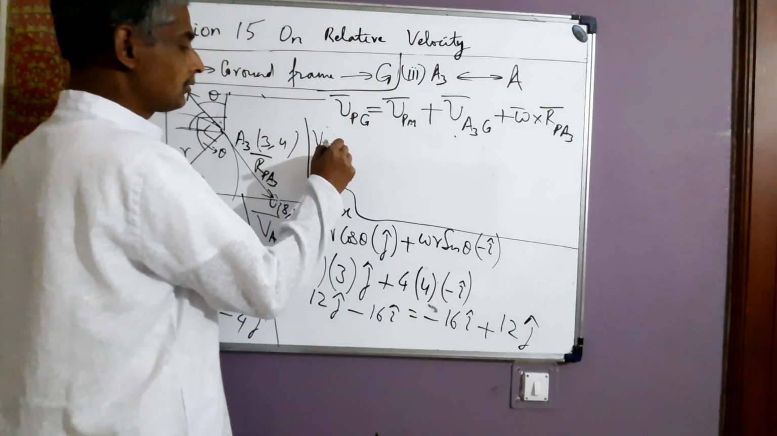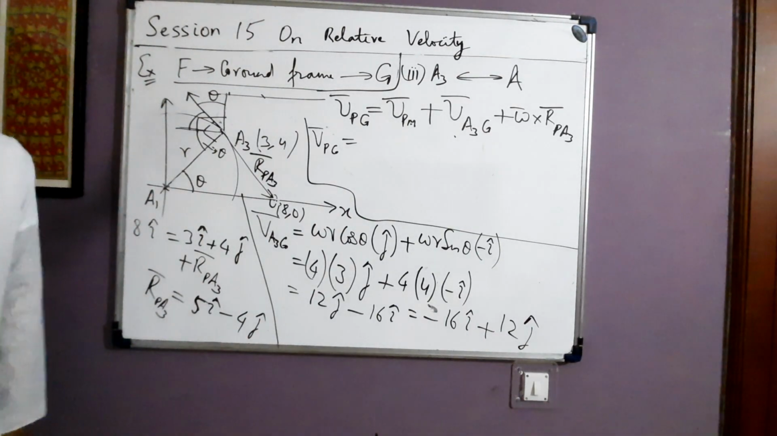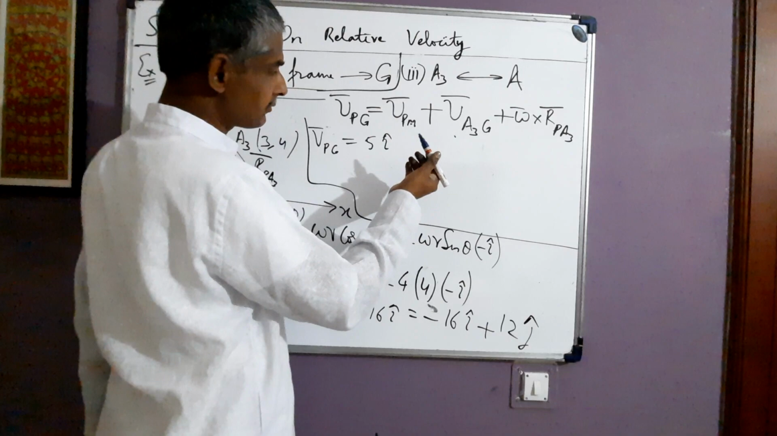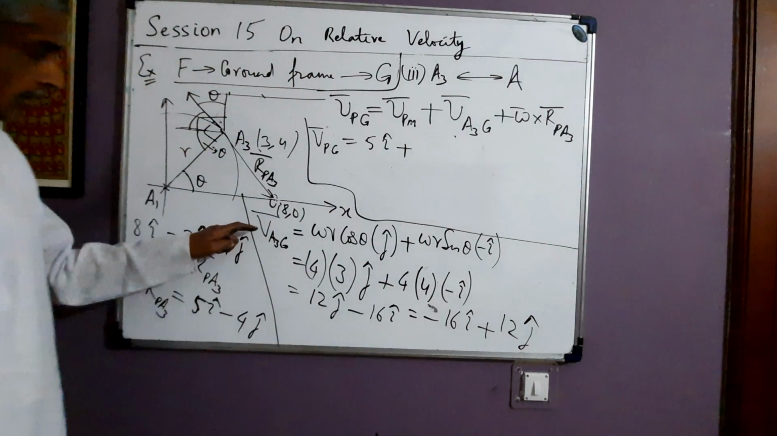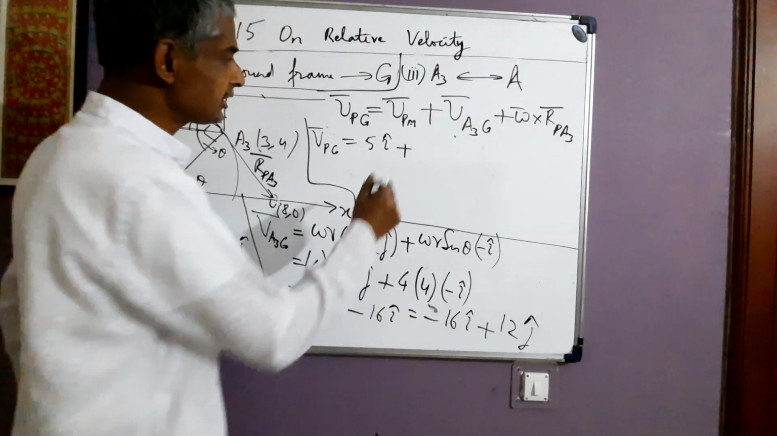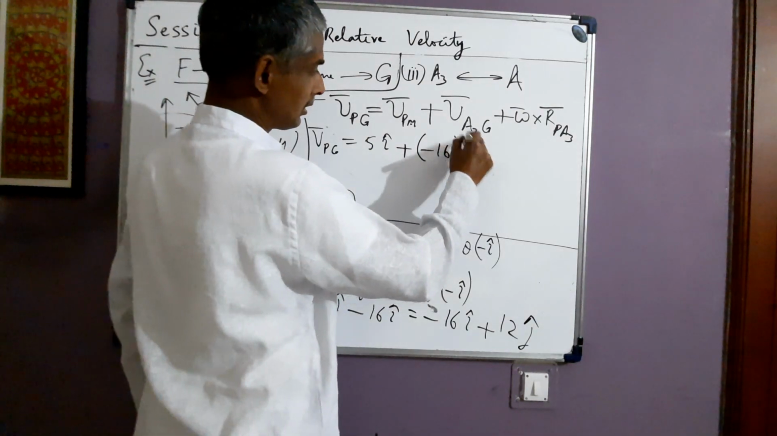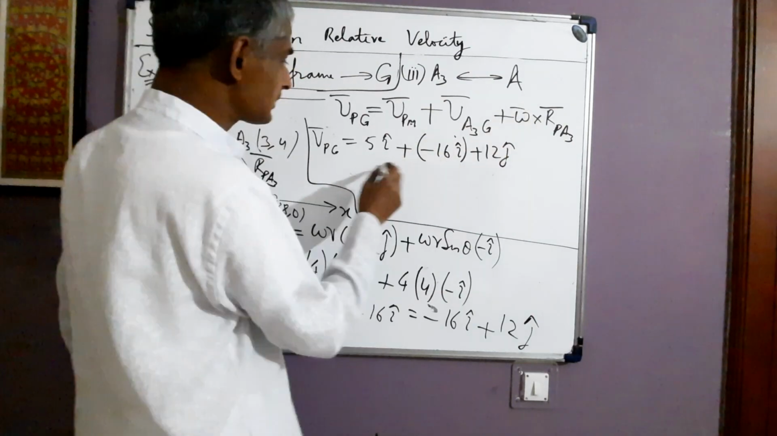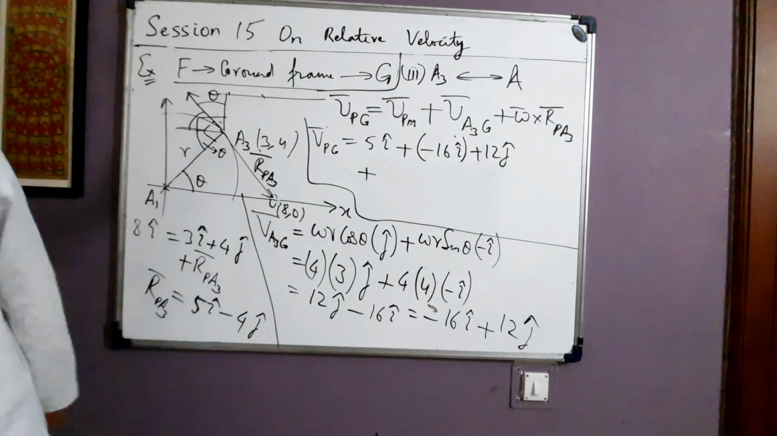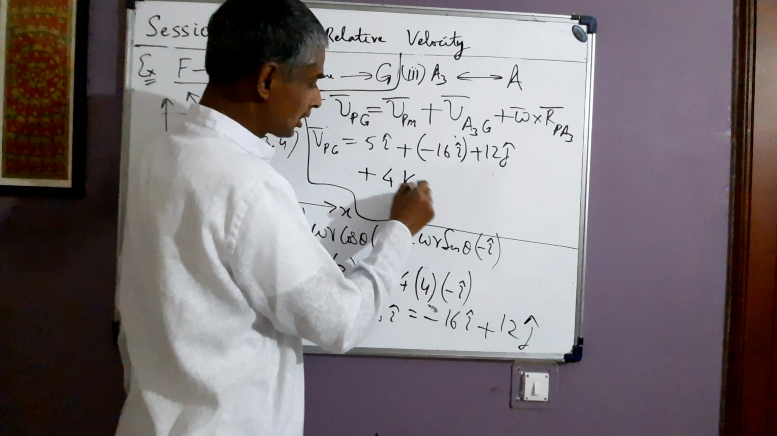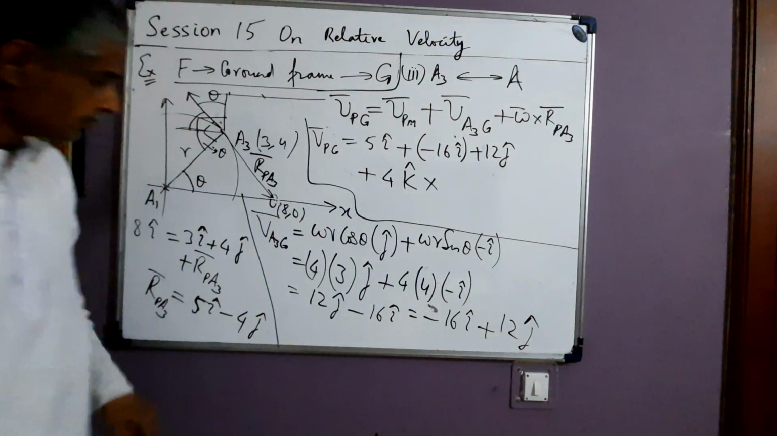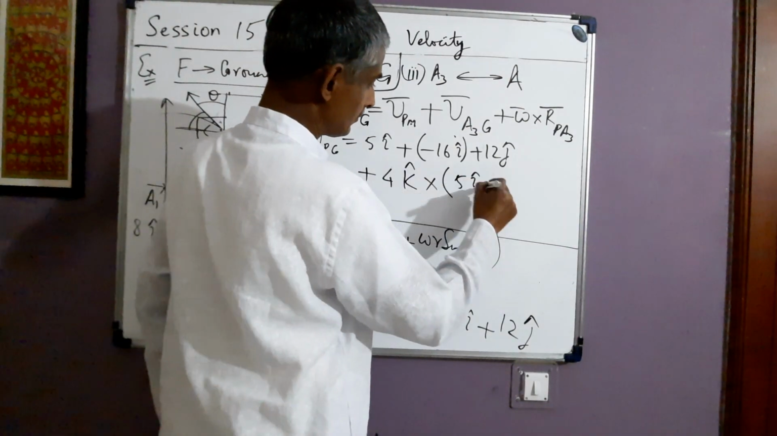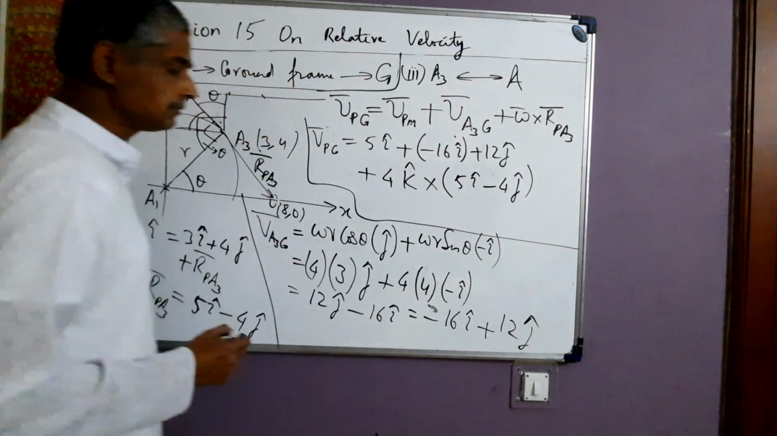VPG will be equal to VPM. VPM is nothing but 5i, as found just now and stated in the previous video also, plus VA3G. VA3G is minus 16i plus 12j. Plus omega cross RPA3. Omega we know is how much? 4k. 4k cross RPA3. RPA3 is how much? 5i minus 4j.